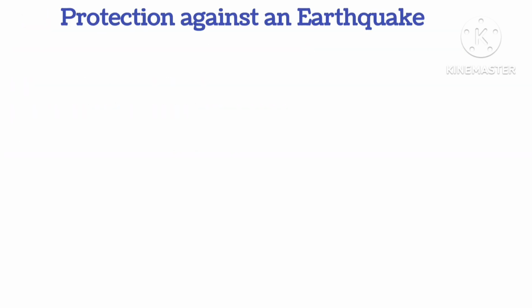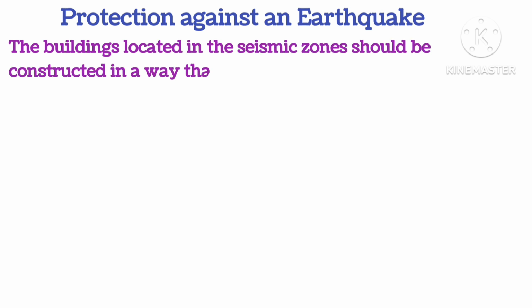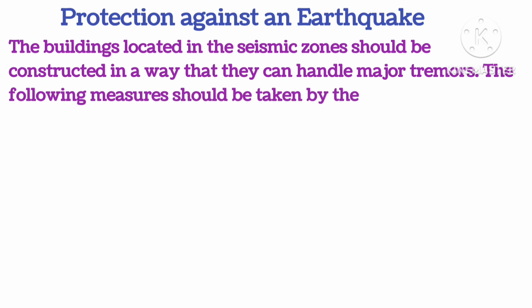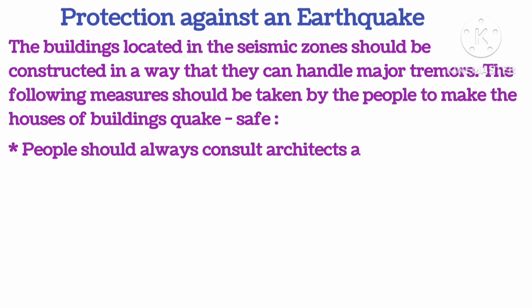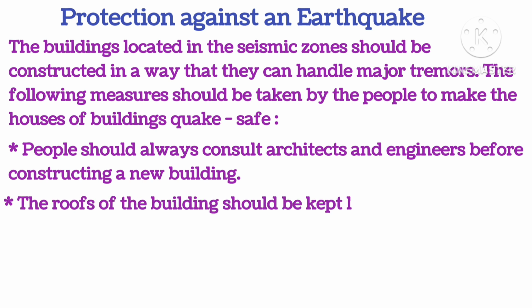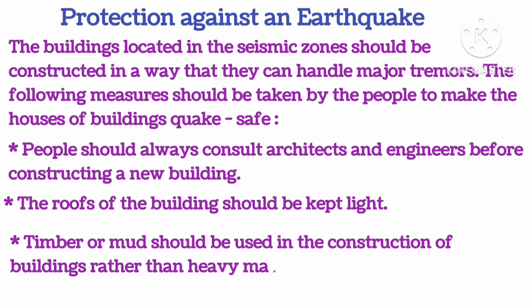Protection against an earthquake. The buildings located in the seismic zone should be constructed in a way that they can handle major tremors. The following measures should be taken by the people to make the houses quake safe. First, people should always consult architects and engineers before constructing a new building. The roofs of the building should be kept light. Timber or mud should be used in the construction of buildings rather than heavy materials.